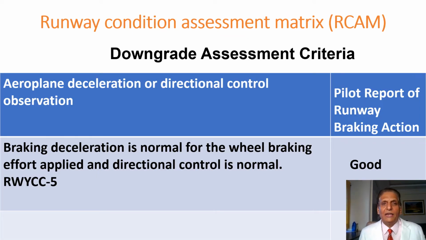Now we shall have a look at the downgrade assessment criteria under the runway condition assessment matrix. First one is the airplane deceleration or direction control observation. Second column, pilot report of runway braking action. Now if braking deceleration is normal for the wheel braking effort applied and direction control is normal, in this case runway condition code will be 5 and pilot report of runway braking action is good.